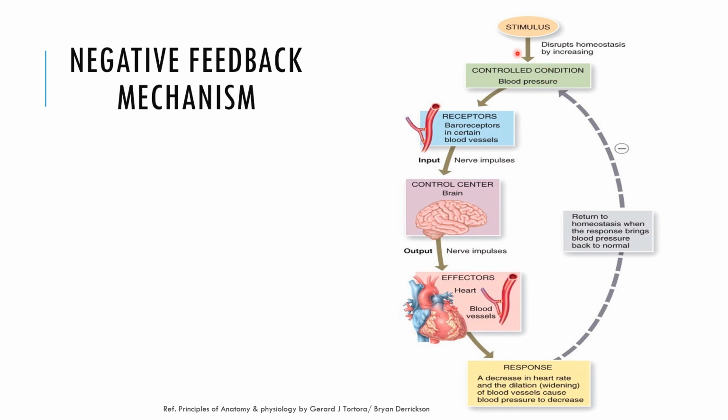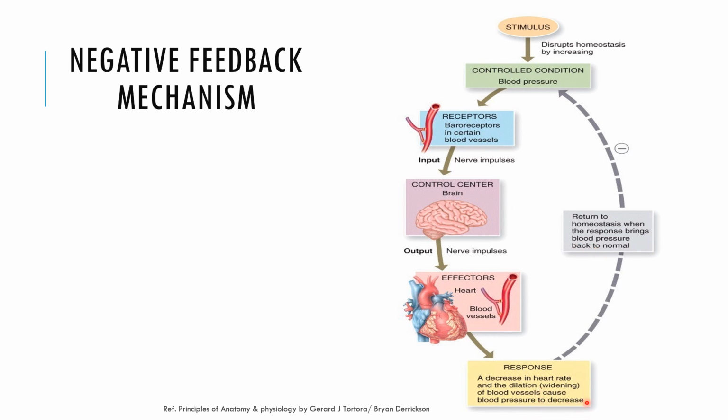In this diagram you can see, whenever there is a stimulus which increases the blood pressure by disturbing homeostasis, this increased blood pressure is sensed by the baroreceptor, which is present in certain blood vessels. This baroreceptor generates the input in the form of nerve impulses. These nerve impulses then go to the brain, and the brain processes this input and generates the output in the form of nerve impulses that go to the effector, like the heart and the blood vessels. In the heart, a decrease in heart rate and dilatation, that is the widening of the blood vessels, causes the blood pressure to decrease.